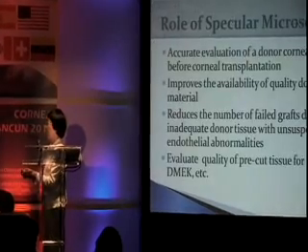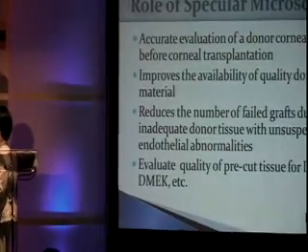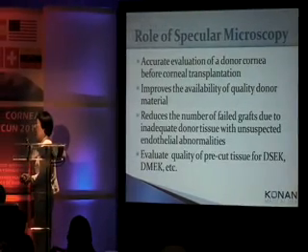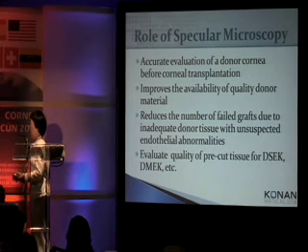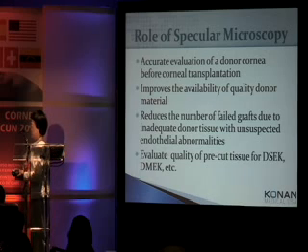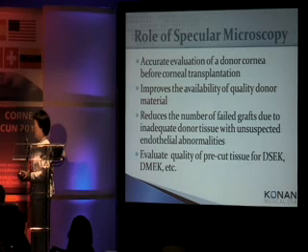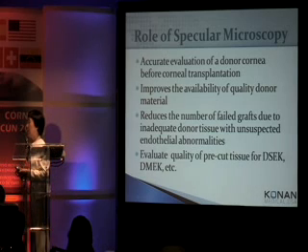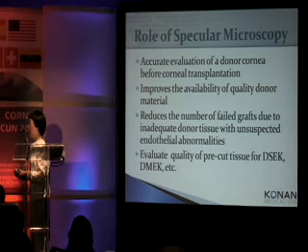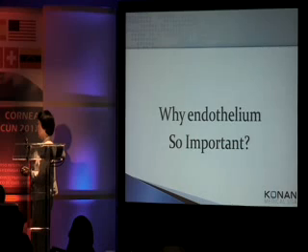The role of specular microscopy is for accurate evaluation of donor cornea before corneal transplantation. It can improve the availability of quality donor material and reduce the number of failed grafts due to inadequate donor tissue with unsuspected endothelial abnormalities, which are likely to be missed with regular slit lamp examination. It can also evaluate the quality of pre-cut tissue for DSEK and DMEK to get the ultimate outcome for successful results.